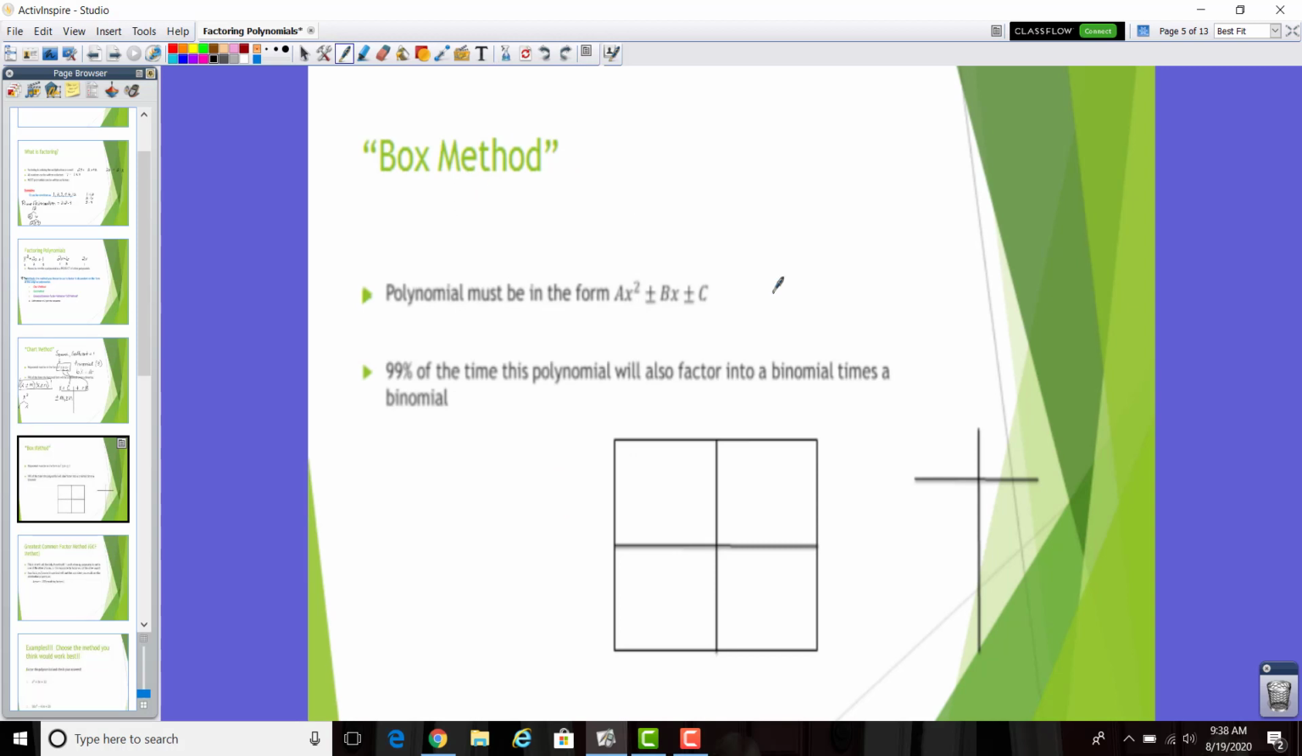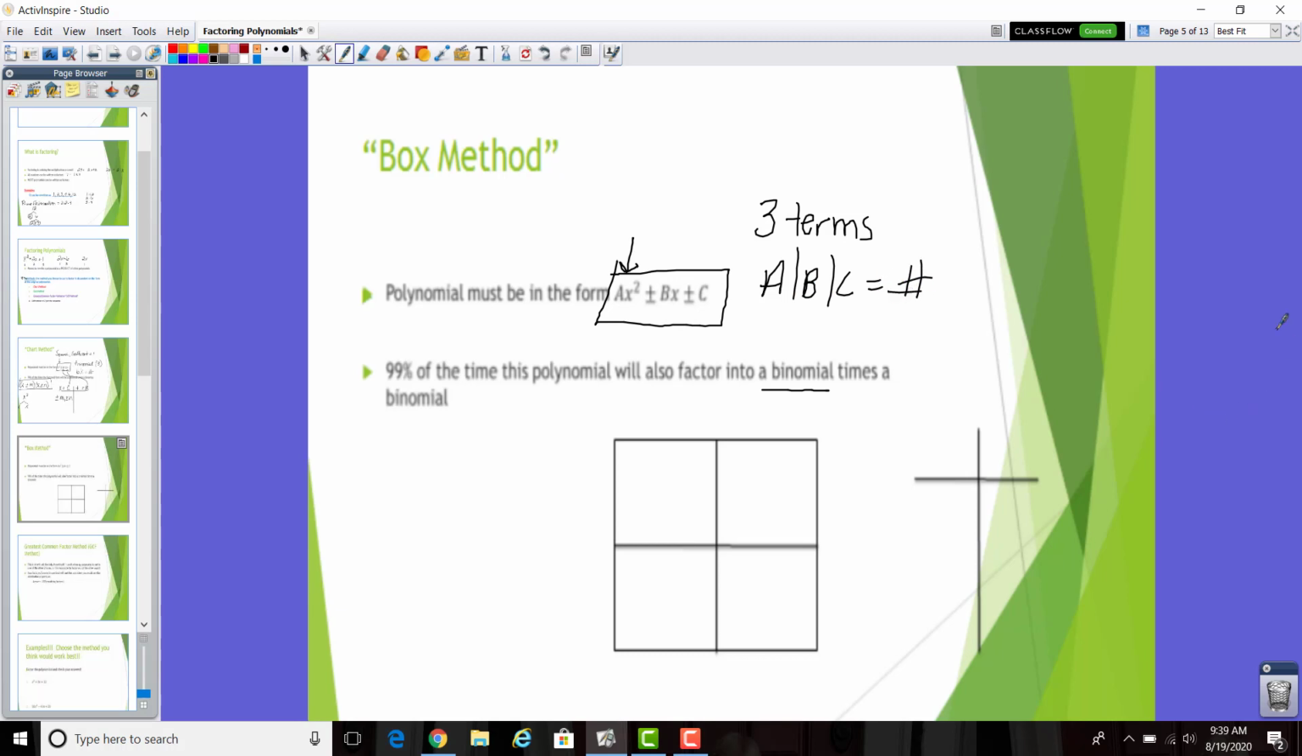Second method is what I call the box method. Now this isn't always the method that I have used, but it is a method I learned from a colleague when I first started teaching 17 years ago. So I call it the box method because I'm going to use this four-squared box to help me find my binomial factors. Okay, so again, to do the box method, three terms. Terms have to look like this. The only difference between the box method and the chart method is now there is a coefficient of A. So now we have A, B, and C that are numbers.